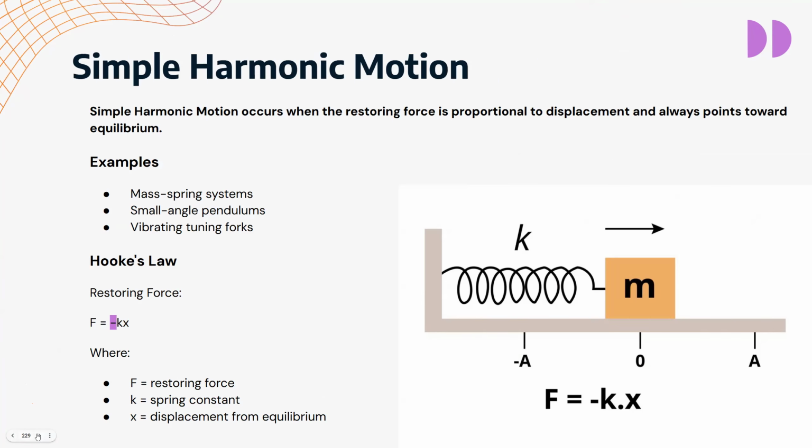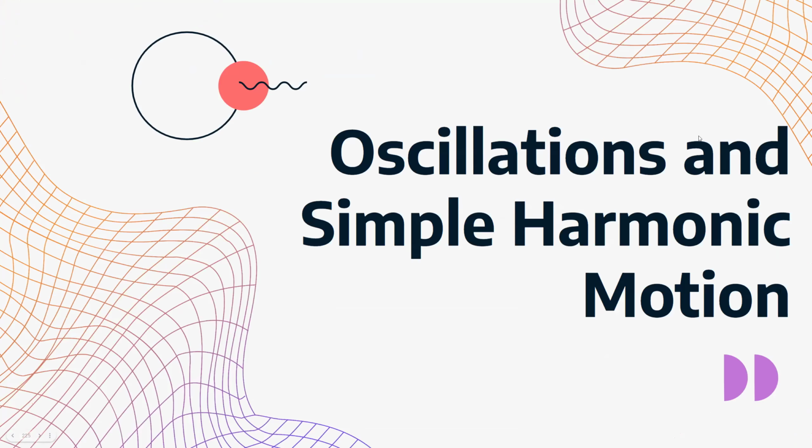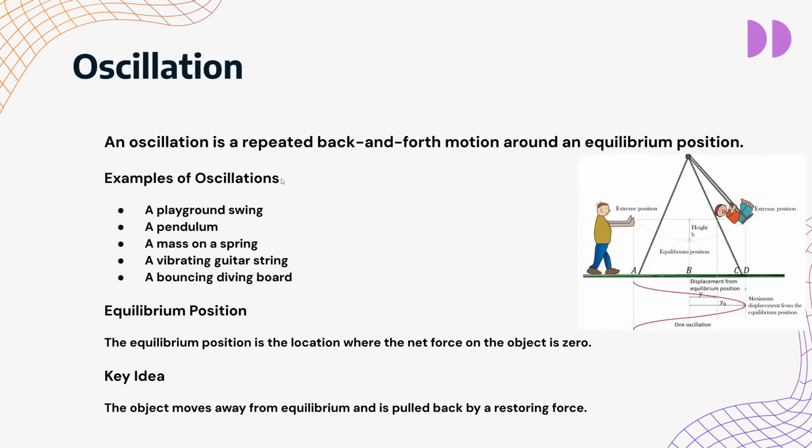I feel like we should save the rest for next class. Actually, no, I'll go over oscillations quickly because we still have some time. An oscillation is repeated back and forth motion around an equilibrium position. It's like one period, where if you're spinning something around, it'd be one circle. That's what an oscillation is.